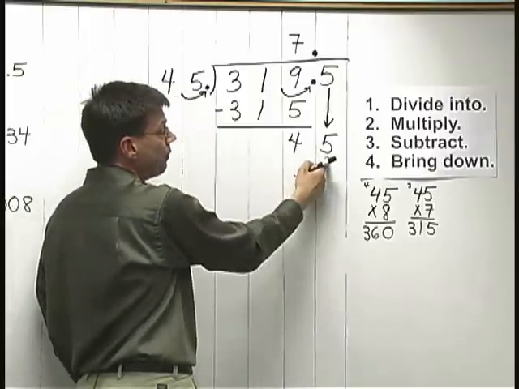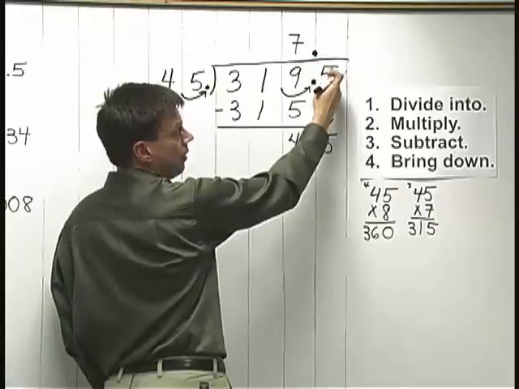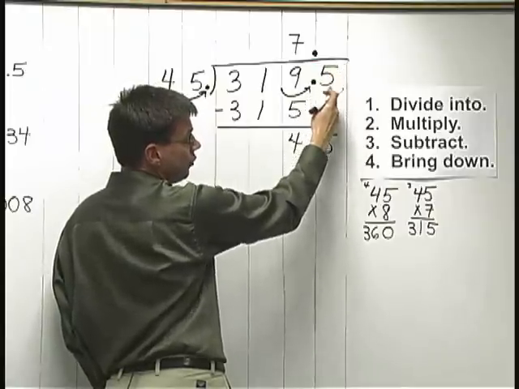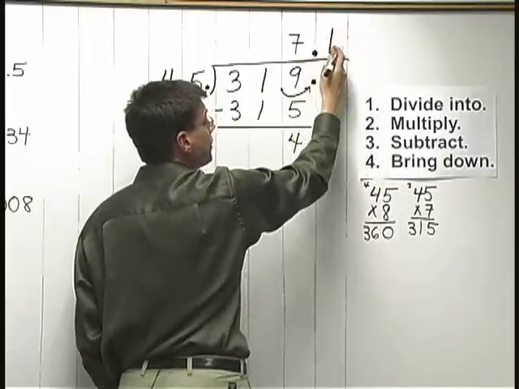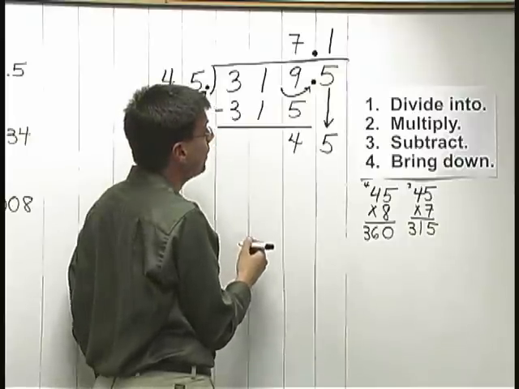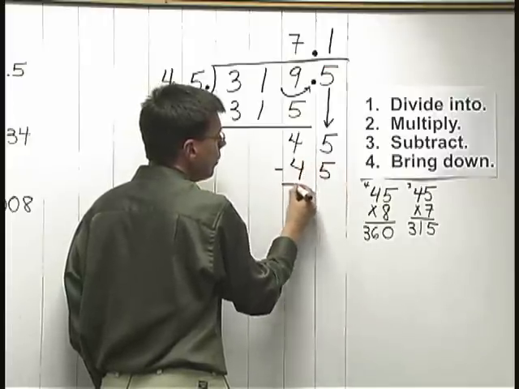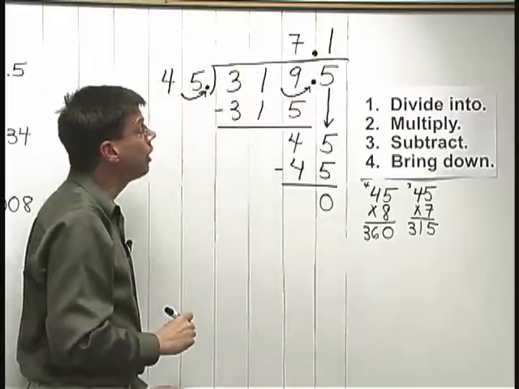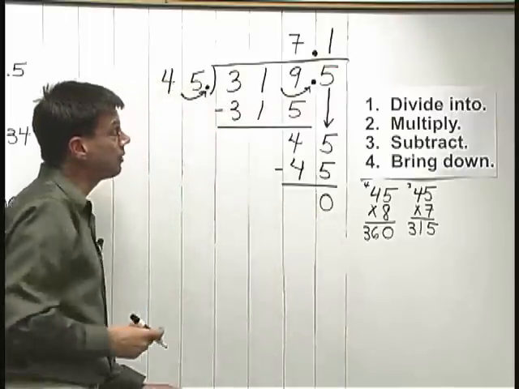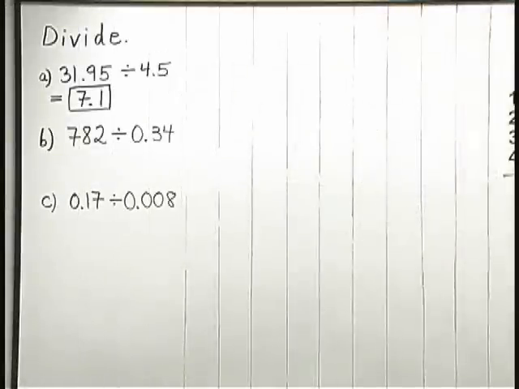How many times does 45 go into 45? Well, that's going to be 1 time exactly. Now notice the 5 was just to the right of the new position of the decimal point. So the 1 that I write up above will go just to the right of the new position of the decimal point. 1 times 45 is 45. 45 minus 45 is 0. I got 0 remainder here, so we're done with the long division process. Our answer is 7.1. I've written our answer for A here, 7.1.